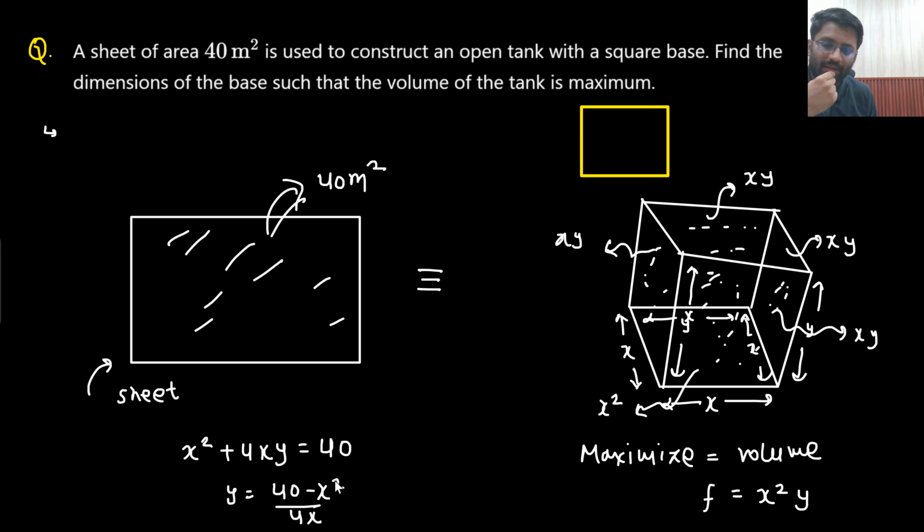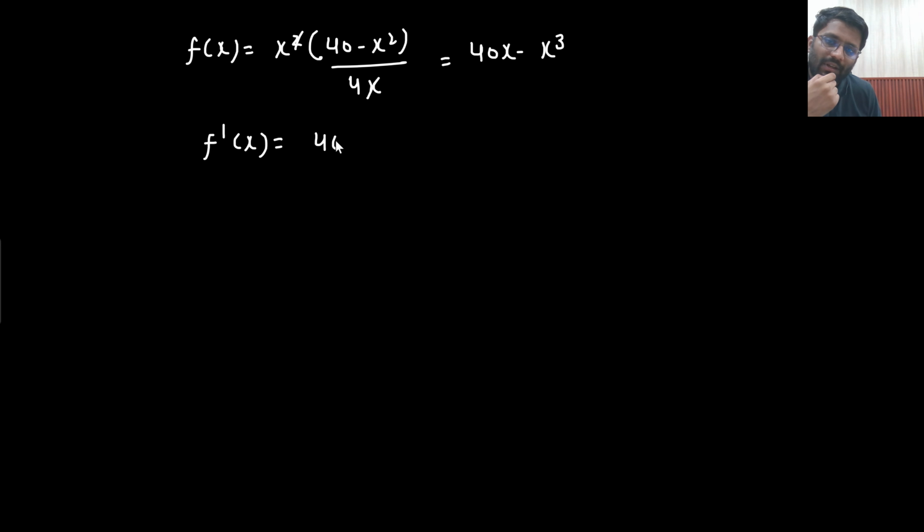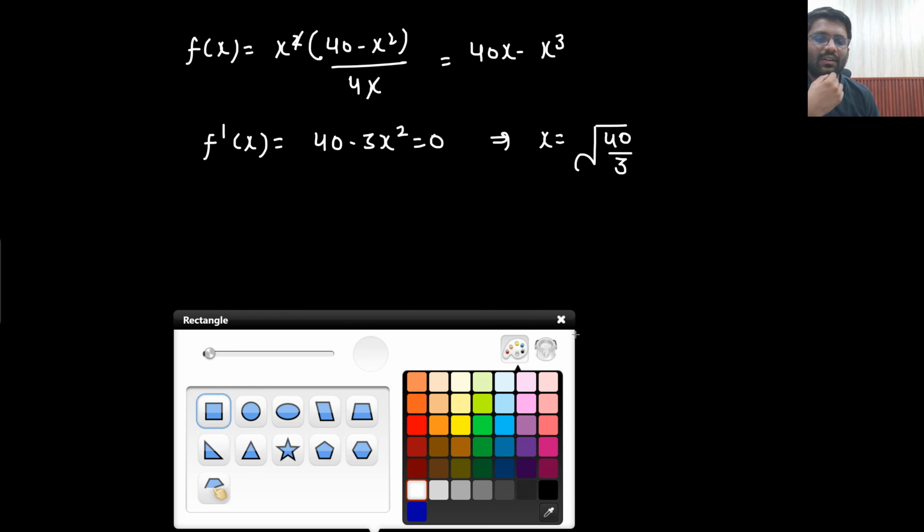So the function would become a function of x, which is x square multiplied with y, which is (40 minus x square) divided by 4x. So this and this will get cancelled out. We get (40x minus x cube) divided by 4. So if I differentiate it, what will I get? 40 minus 3x square, put that equal to 0. So x is coming out to be not plus minus, only plus under root 40 by 3. So what is the value of x? That is plus under root 40 by 3.